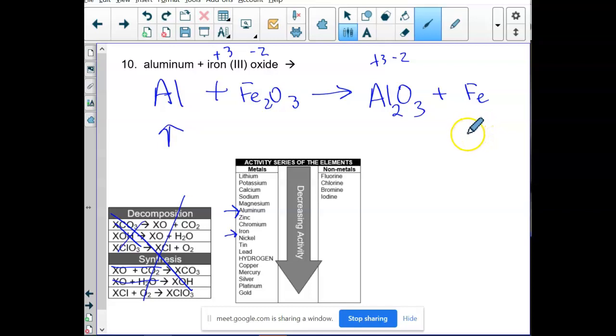And now you need to balance. I see 2 aluminums, put a 2 here. I see 3 oxygens. I see 2 irons. I'm going to put a 2 in front of iron on the right-hand side, and it's balanced with a 2, 1, 1, 2. So the only time you can use the who's more powerful trick is if you have an element and a compound. Okay, questions about 10 before we go to 11.